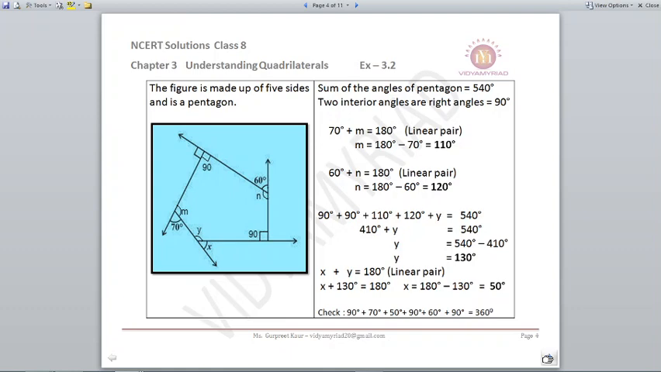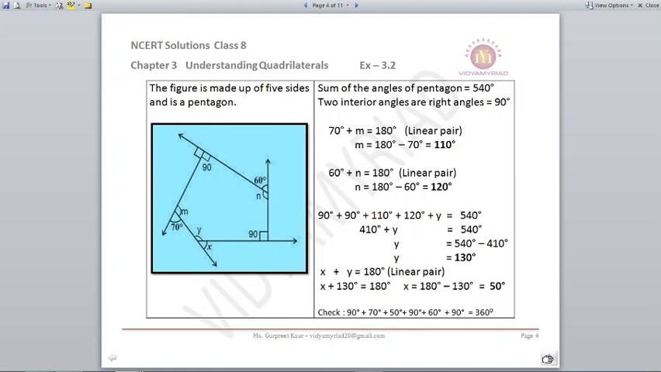Now, for finding x, we need to know y, but we don't know y, nothing is given to us. So for that we will be using the angle sum property of pentagon as 540. Now for that we need to find out m, we need to find out n. So this can be found out with the help of the linear pairs.